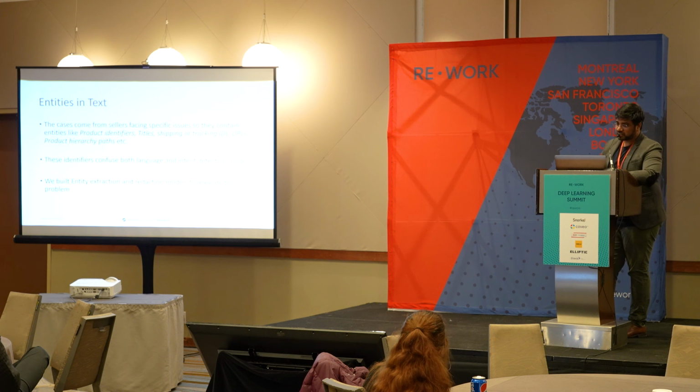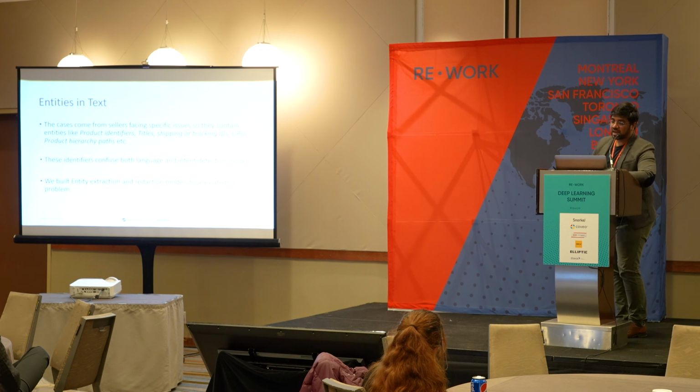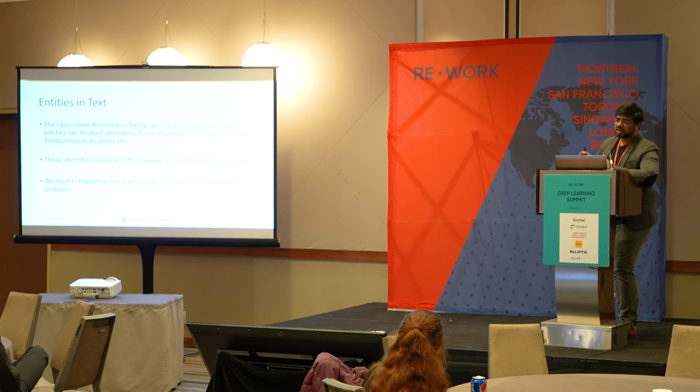Talking about entities, another way we dealt with these is masking entities within text. Our entity extraction models accurately identify and mask several different kinds of identifiers like titles, shipping IDs, tracking IDs, URLs, and product hierarchy paths, something like fashion, men's pants, and so on. All of these are masked within our training data and also inference data. And this helps us focus on the actual seller issue without any distractions. And our entity extraction models are really good at it.